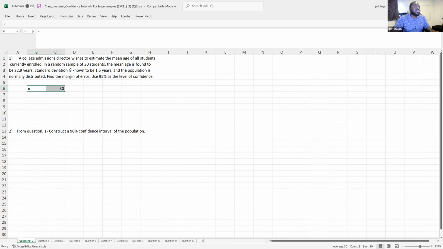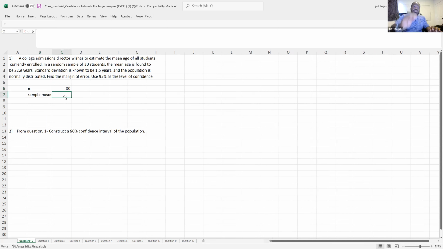Now, she found the age to be 22.9. That is a number from the sample. And so that would be the sample mean, right? Because that number is from the 30 students. So she asked the 30 students how old they were, and she found the average of that to be 22.9 years. That came from the average. And we are told that the population standard deviation is given as 1.5. And so we're going to say the population standard deviation is given as 1.5.